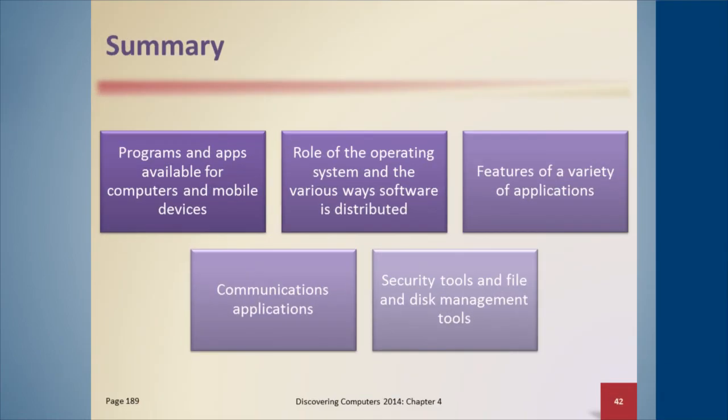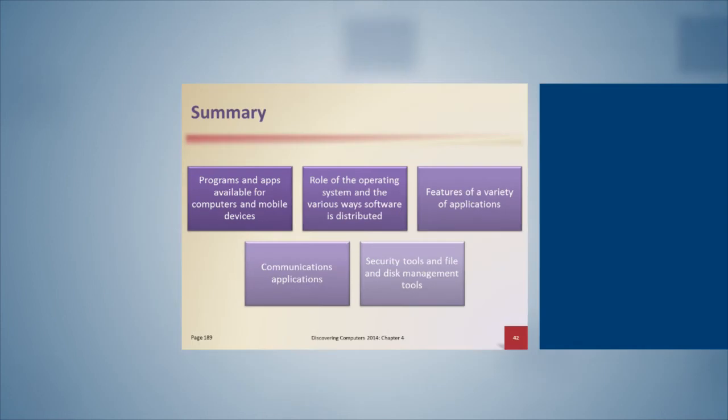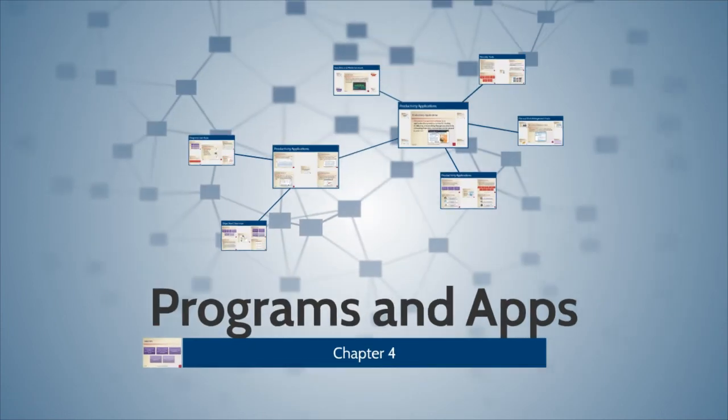So this chapter we talked about programs and apps available for computers and mobile devices. We talked about the role of the operating system and really being an interface for us as users to work with the hardware and to work with software applications. We talked about some of the features of various types of applications. We talked about communication applications, being able to communicate synchronously and asynchronously. And then we just got through talking about security tools and disk and file management tools. So that is chapter 4 in a nutshell.